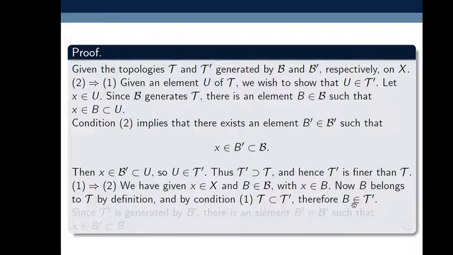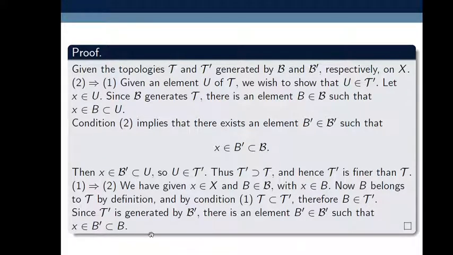So therefore B belongs to tau dash. So as B belongs to tau and tau is contained in tau dash, this implies B belongs to tau dash. Since tau dash is generated by script B dash, then there is an element B dash belongs to script B dash such that X belongs to B dash and B dash is contained in B.